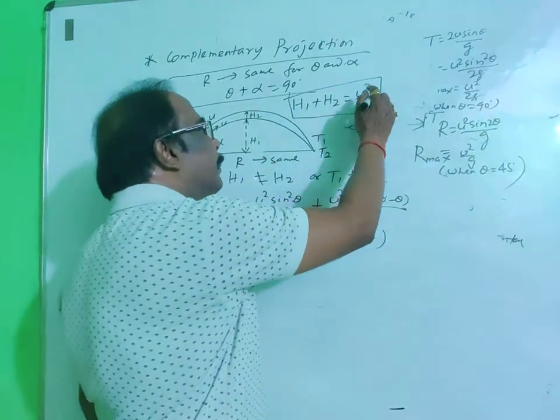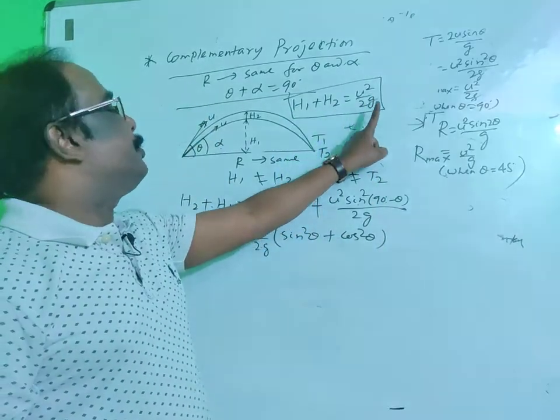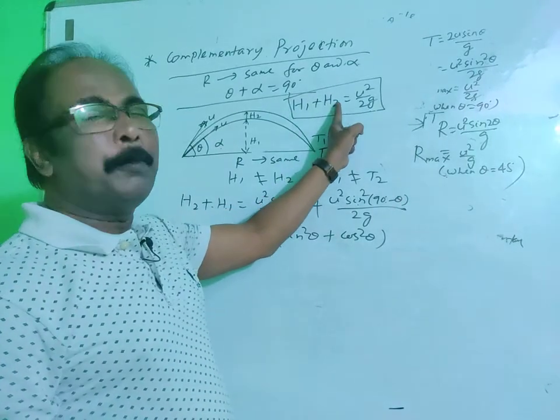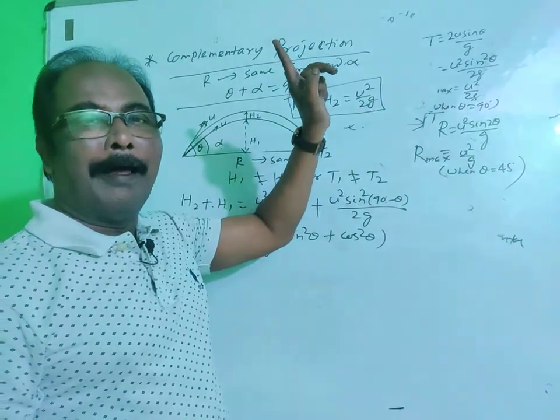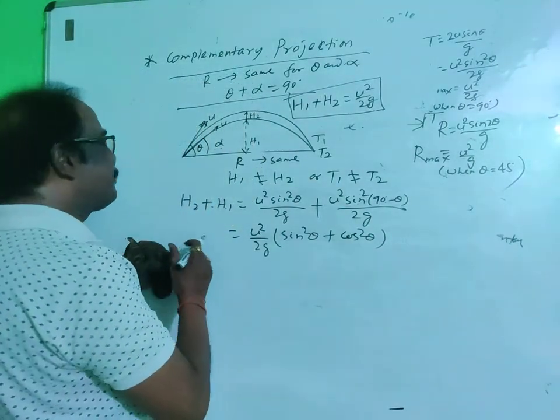An important point to remember: the sum of maximum heights is independent of the angle of projection. It is u square by 2g.